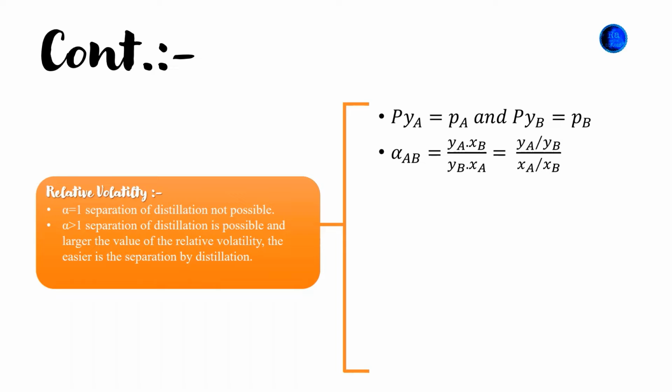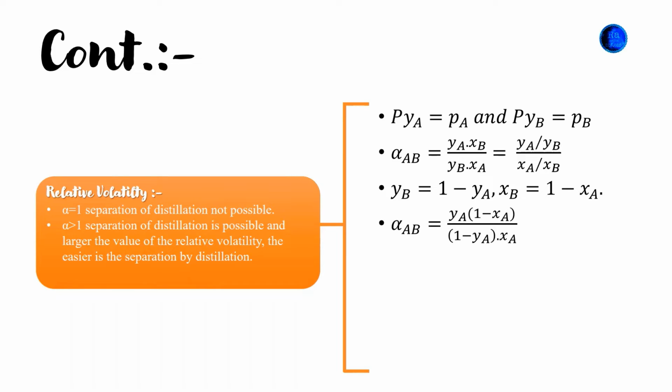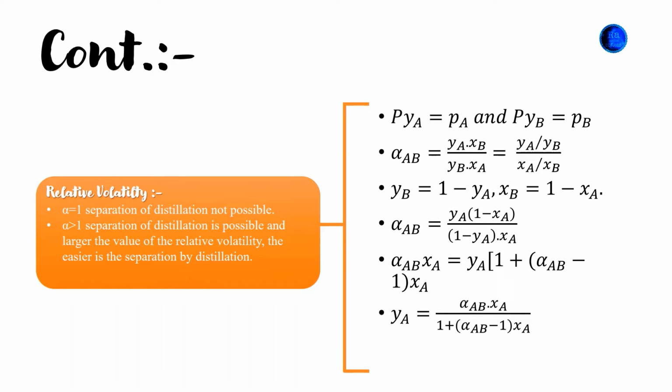From the equation for alpha, for a given binary system, X, Y equilibrium data can be generated by taking X equals 0, 0.1, to 1 and evaluating the corresponding values of Y, the equilibrium vapor phase composition. For an ideal system, volatility is equal to the vapor pressure of the pure component. The relative volatility of A with respect to B is also defined as the ratio of the vapor pressure of A to the vapor pressure of B at the same temperature.